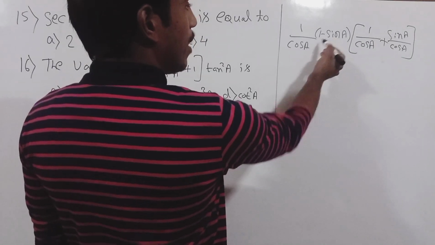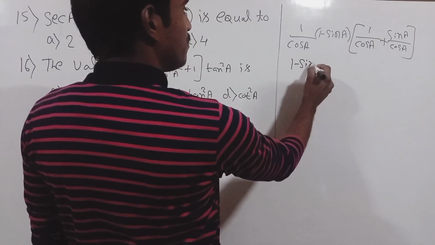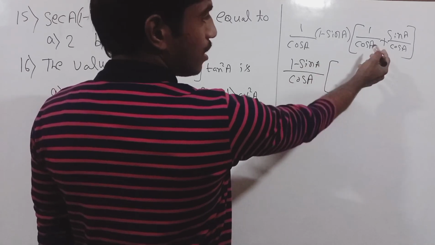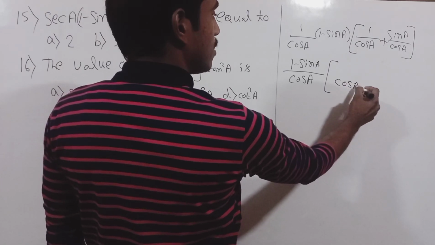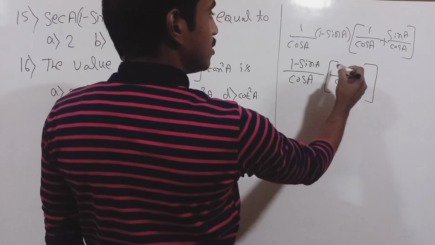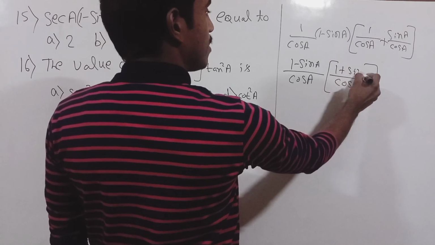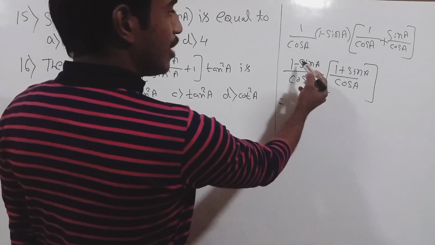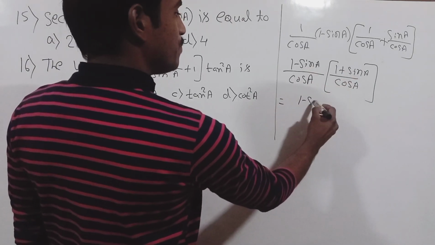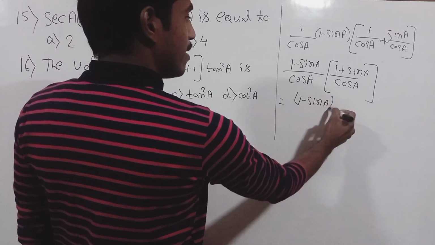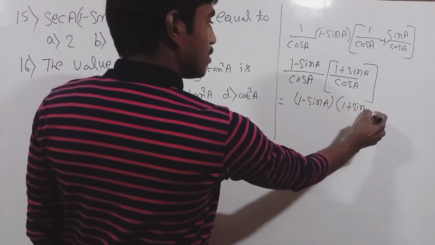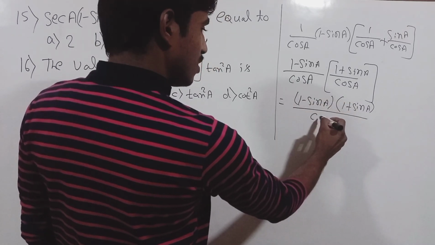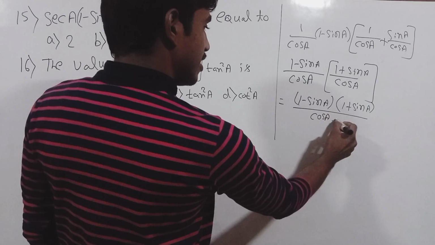Now 1 minus sin A by cos A, let it be like this. Here if you take LCM cos A, then in the numerator we get 1 plus sin A. So basically this is fraction multiplication. You get 1 minus sin A into 1 plus sin A divided by cos A into cos A.